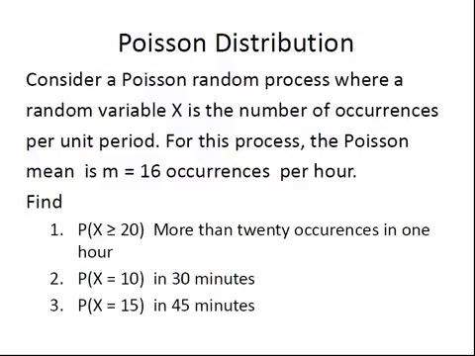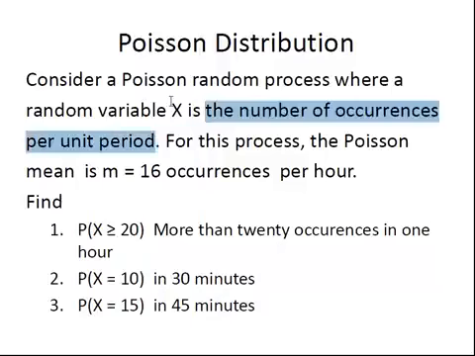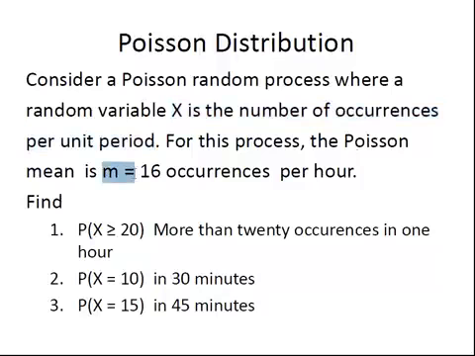Consider a Poisson random process where a random variable x is the number of occurrences per unit period. Okay, so x is the number of occurrences per unit period. That's very general here, but it can mean many things. Now, for this process, the Poisson mean is m equals 16 occurrences per hour. By the way, just as a remark, with the statistical tables I'm using, the Poisson mean is denoted m, but in other books it might be denoted lambda. So this is a quick example of what we're going to do.